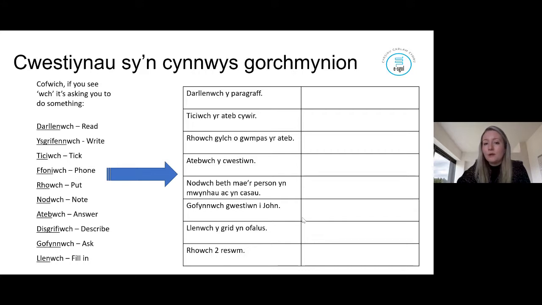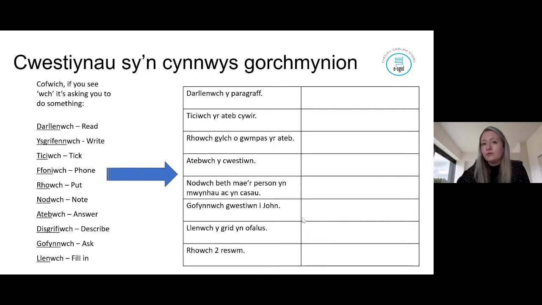Now you may have come across cywir when you're doing work in class on cywir anghywir, true and false. Well, in this instance, it means correct. So tick the correct answer. Okay. Rowch gylch o gwmpas yr ateb. Rowch gylch, put a circle around the answer.